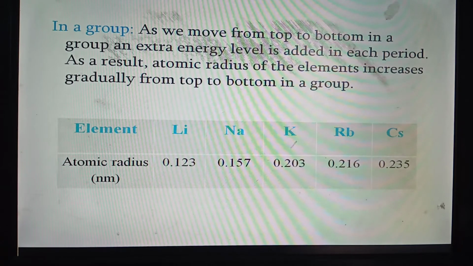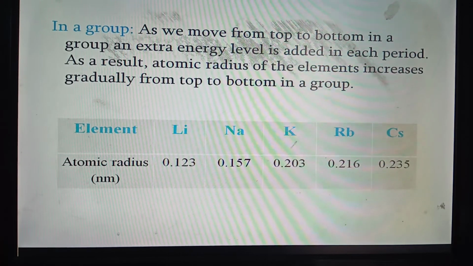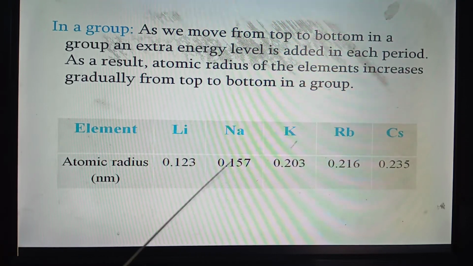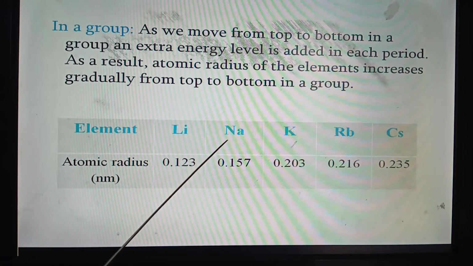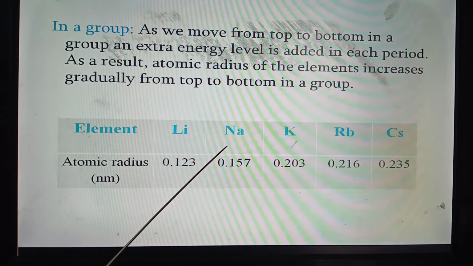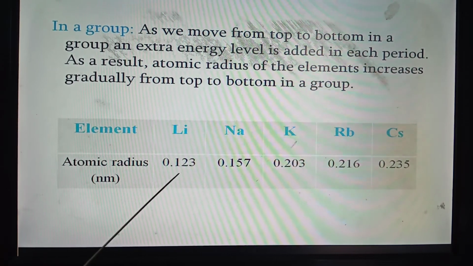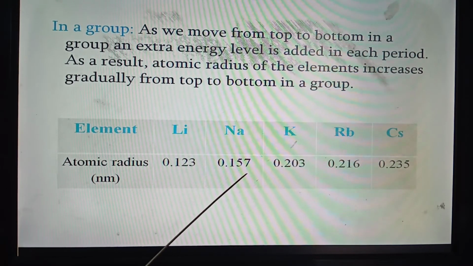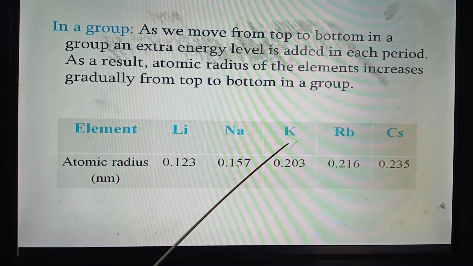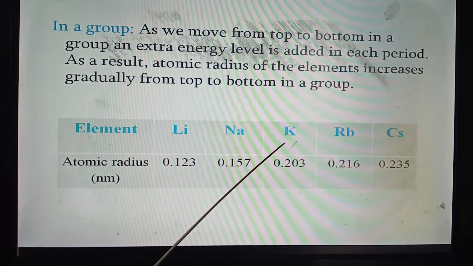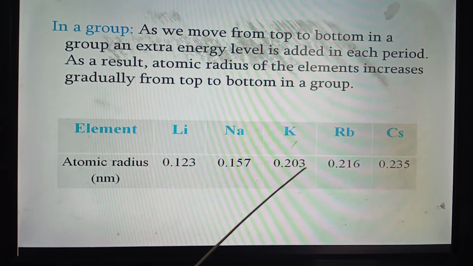Let us start with lithium. I have taken group 1 as the example. Lithium has 2 energy levels. The atomic radius is 0.123 nanometer, and sodium has 3 energy levels, 1 energy level more, and so the atomic radius has increased from 0.123 to 0.157. Potassium has 4 energy levels, so the atomic size is bigger than sodium, and so on.